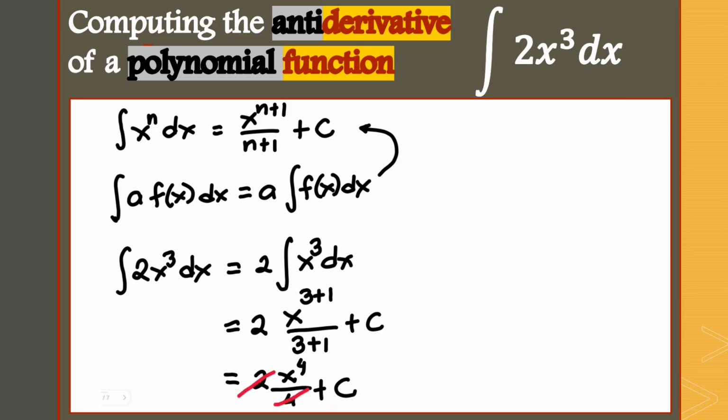2 over 4 is 1/2. So our final answer here is 1/2 x to the power of 4 plus your c. This is the antiderivative of the given polynomial function using the first two rules.